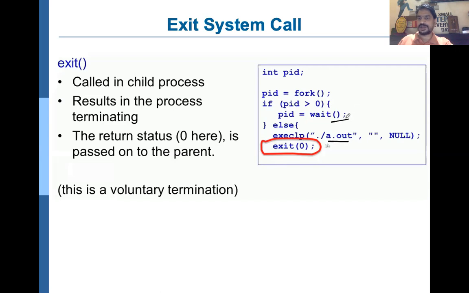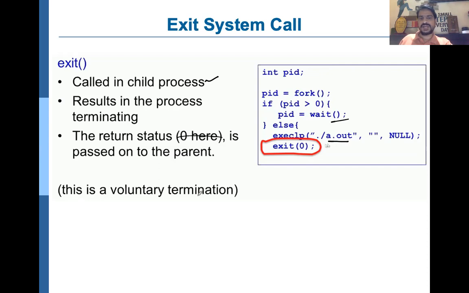It is giving control to the parent, and then the parent will be executing itself, and it is going out, and then another parent will be called, and that way the whole chain of children will be terminated and the parent is also terminated after that. So exit will be called by the child process, resulting in the process terminating. What is the result? Process termination. The return status, which will be 0 here, is passed on to the parent.